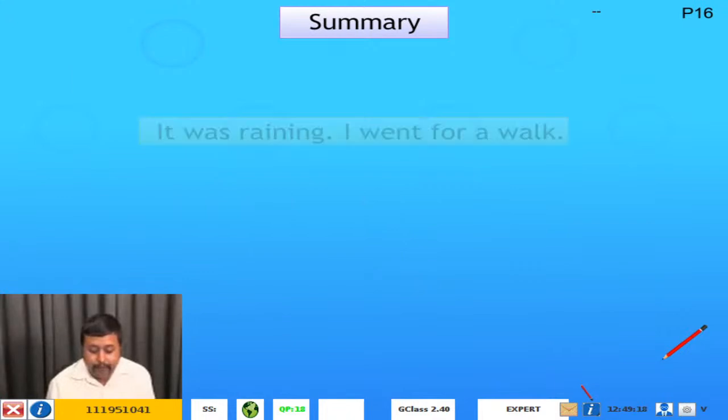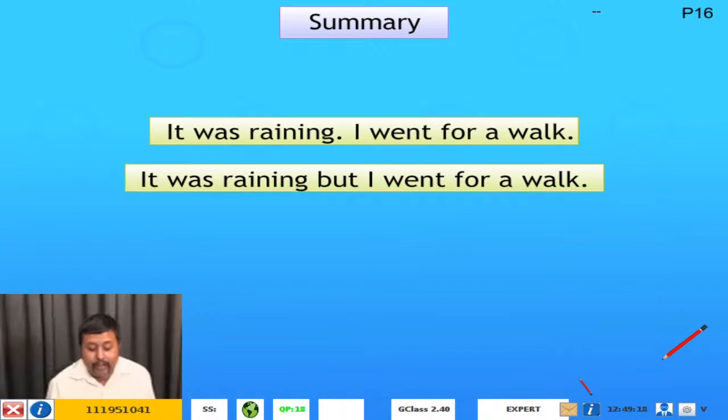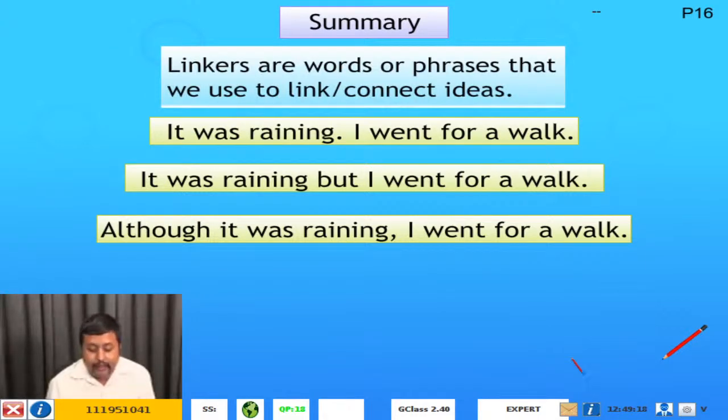Then after that, it was raining, I went for a walk. It was raining, but I went for a walk. Although it was raining, I went for a walk. Then what we did here, there were two sentences. It was raining, I went for a walk. We used some special words and joined the two sentences into one.